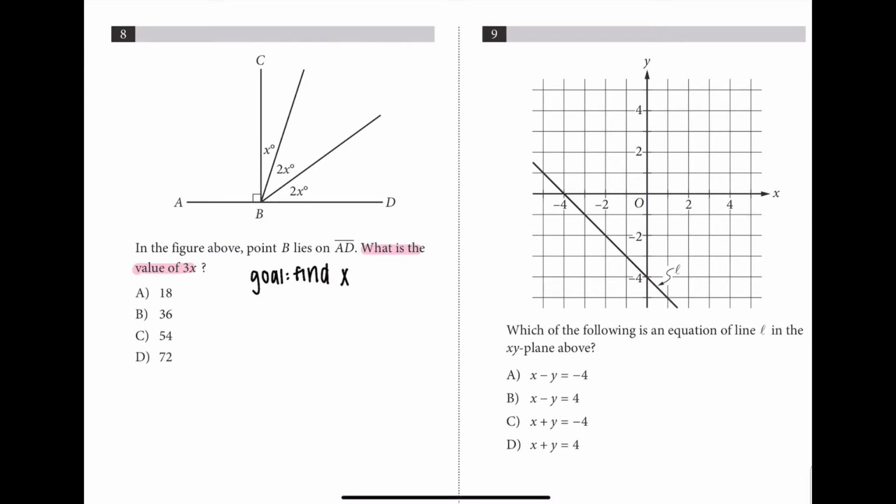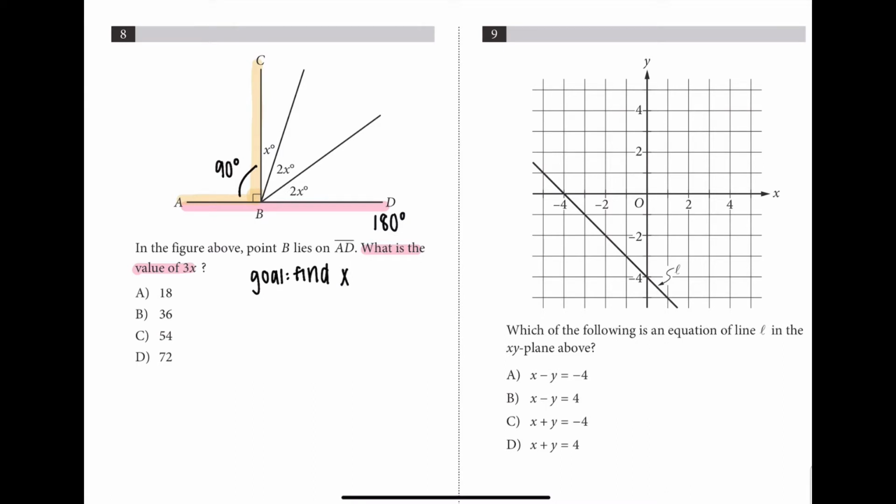As you can see, they told us that point B is on the line AD, and that is already a big red flag for us. If you remember from your geometry class, you know that a straight line has a degree measurement of 180 degrees. So that's going to be really key information. We also see another piece of information, which is that we have a right angle at angle ABC. So ABC is a right angle, and if you recall, that is a 90-degree measurement.